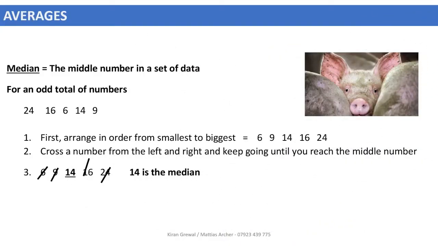Things that you need to know. Averages, median. These will come up quite frequently. The median is the middle number in a set of data. For an odd total of numbers, it's quite straightforward. We count in from the two extremities, from left to right, and the number that we get in the middle will be the median. So in this case, as we put the number set into order, 6, 9, 14, 16, 24, we've crossed in, and what we now find is that 14 will be our median number, the middle number.